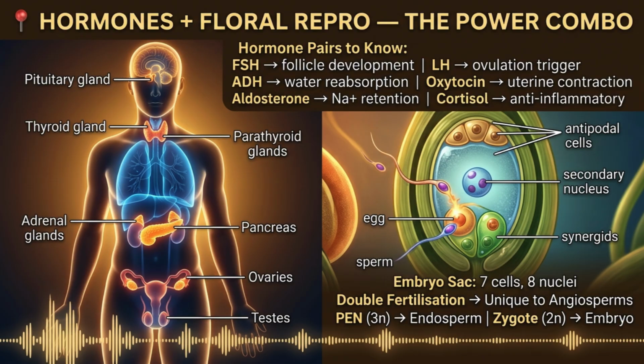Double fertilization, exclusive to angiosperms. Sperm 1 plus egg equals zygote, diploid, embryo. Sperm 2 plus polar nuclei equals primary endosperm nucleus, triploid, endosperm. This topic appears in NEET almost every single year. There is no excuse to get it wrong.